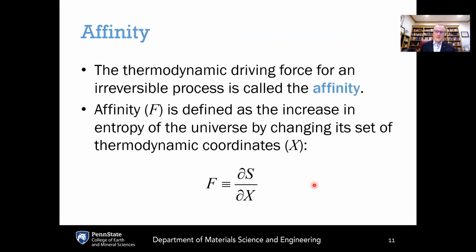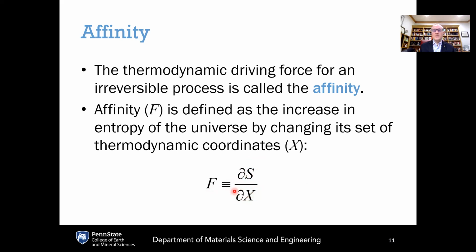Now, the first key quantity in irreversible thermodynamics is called the affinity. The affinity is the thermodynamic driving force for an irreversible process to occur. And affinity is denoted with the capital F, F indicating that it is a thermodynamic driving force. And affinity is defined as the change of the entropy of the universe as a result of changing some thermodynamic coordinate x of the system.